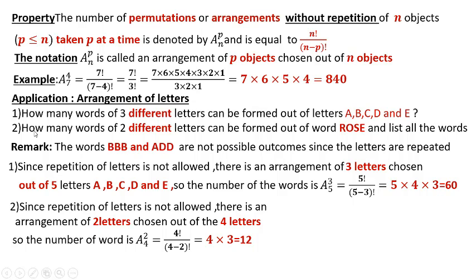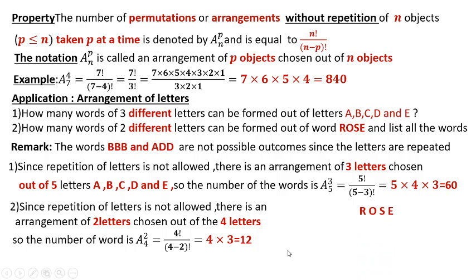Part 2. How many words of 2 different letters can be formed out of the word ROSE, and list all the words. Given the letters are different, this means that repetition of letters is not allowed. Based on this fact, there is an arrangement of 2 letters chosen out of 4 letters, since the word ROSE has 4 letters. So the number of words is A2 out of 4, which is 4 multiplied by 3, equal to 12.